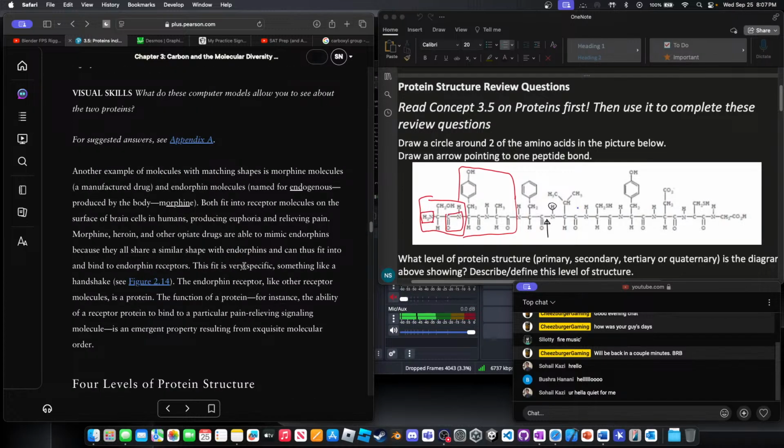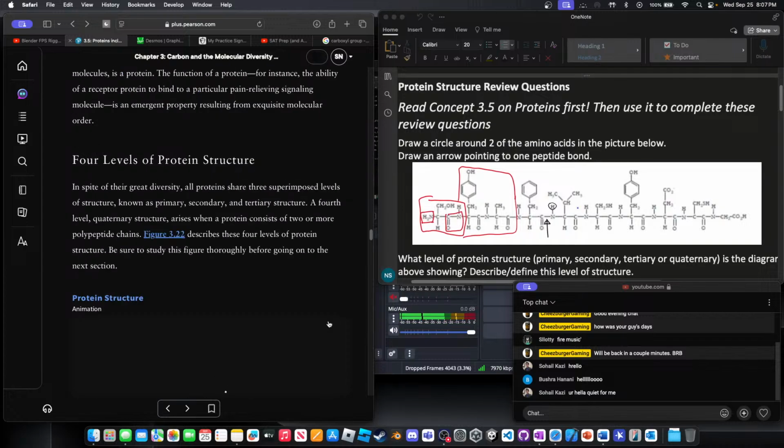This fit is very specific, something like a handshake. The endorphin receptor, like other receptors, is a protein. The function of a protein, for instance, the ability of a receptor protein to bind to a particular pain-relieving signaling molecule, is an emergent property resulting from exquisite molecular order. Four levels of protein structure. In spite of their great diversity, all proteins share three superimposed levels of structure, known as primary, secondary, and tertiary structure. A fourth level, quaternary structure, arises when a protein consists of two or more polypeptide chains.